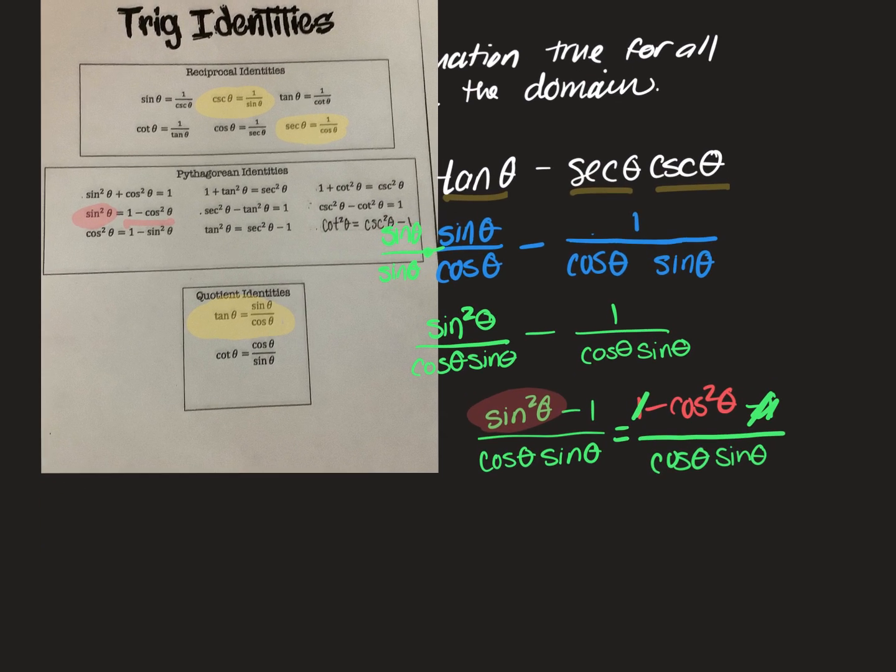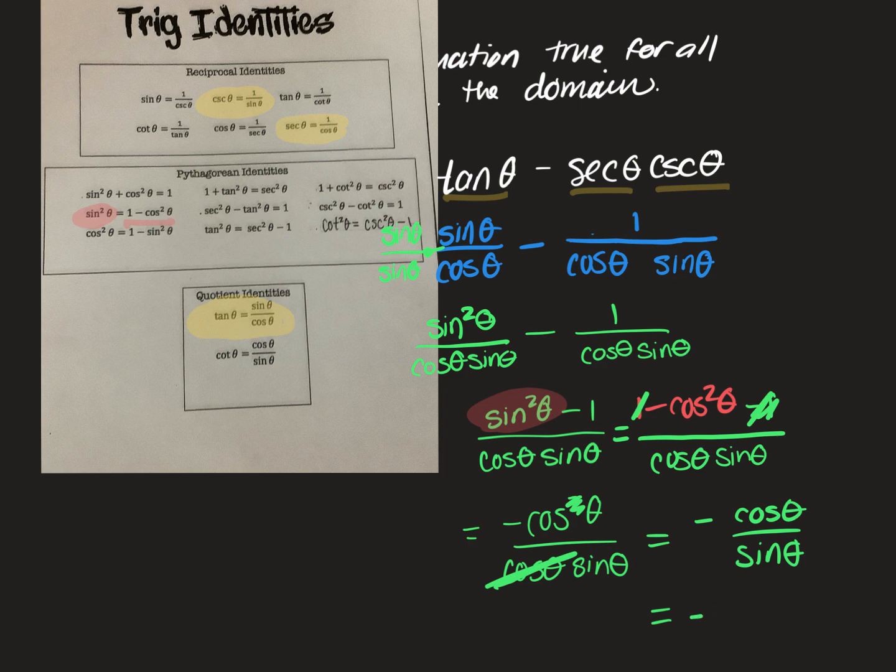So now I have negative cosine squared over cosine sine. Now what can I do? I can cancel out a cosine, right? The one on the bottom goes away, and that makes the other not squared anymore. So I have negative cosine over sine. What's cosine over sine? Cotangent. And that's it.